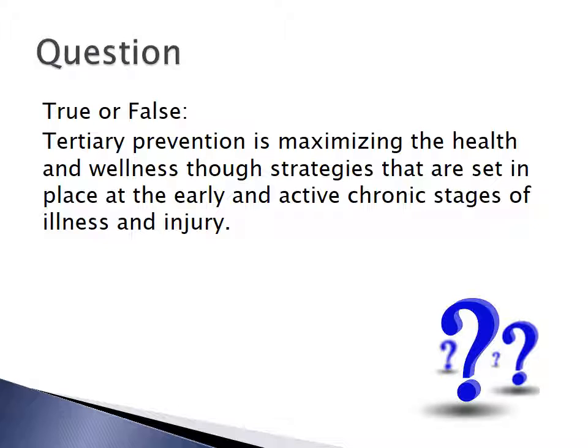Practice time. True or false? Tertiary prevention is maximizing the health and wellness through strategies that are set in place at the early and active chronic stages of illness and injury. If you said this question was false, you're correct. This is describing secondary prevention. Tertiary prevention would be maximizing the health and wellness through strategies that are set in place during the recovery of an illness or injury.